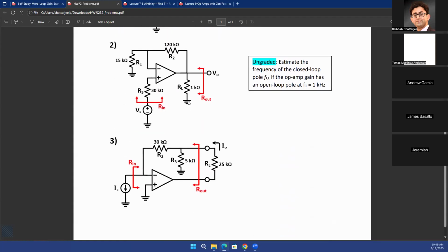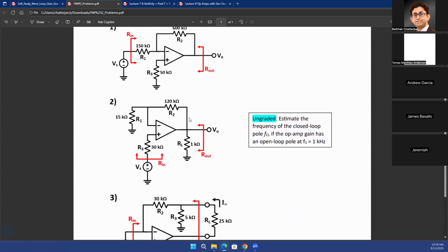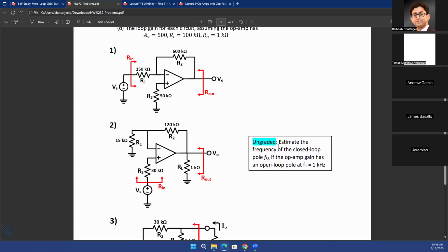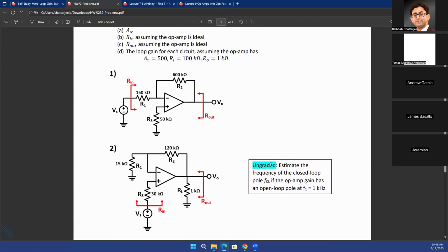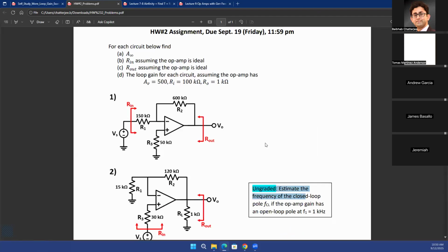Again, there are multiple questions like this, I think 3 questions. There is an ungraded part which we haven't talked about yet, but in Monday's lecture, we'll talk about the frequency response of the closed loop scenarios for ideal and non-ideal op-amps. So this part will be ungraded, so don't worry about it. But if you just want a practice problem, you can go through it. We'll discuss the frequency response of the op-amps in the next lecture. Okay, so it's clear about homework 2 and what we need to do, right? All right, so the deadline is next Friday.